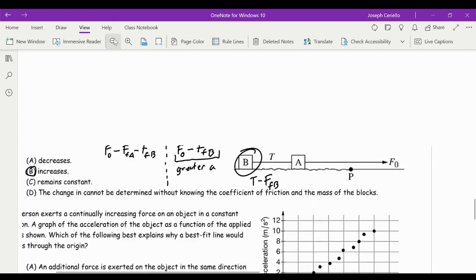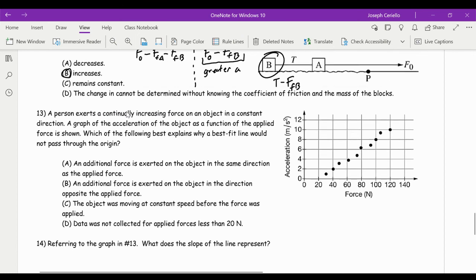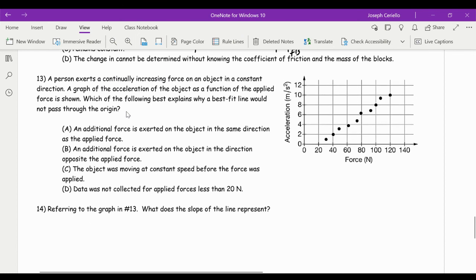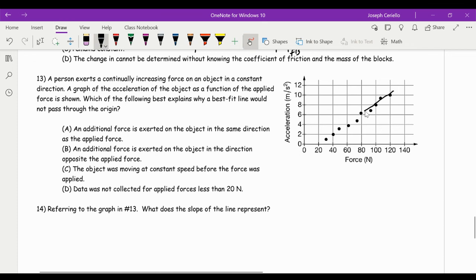It's going to zoom out a touch. And the last one here is we have acceleration as a function of applied force, not as a function of net force. Notice that if you were to draw a line of best fit here, it would hit at about 20. So the question is, why was there no acceleration for the first 20 newtons of force that were applied? The answer is an additional force was exerted on the object opposite of the applied force. Kind of like friction. Think about overcoming static friction.